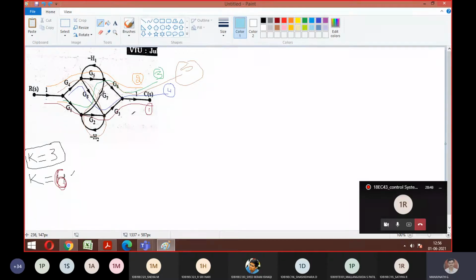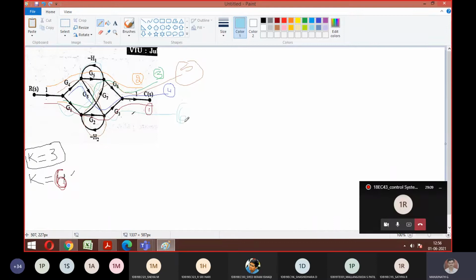The same node you trace, you should not get touched once more. That's all. So where is one more path? Check out: G1, good. G7, H1 with minus sign, good. Then G8, G3 and output. This is your sixth one.